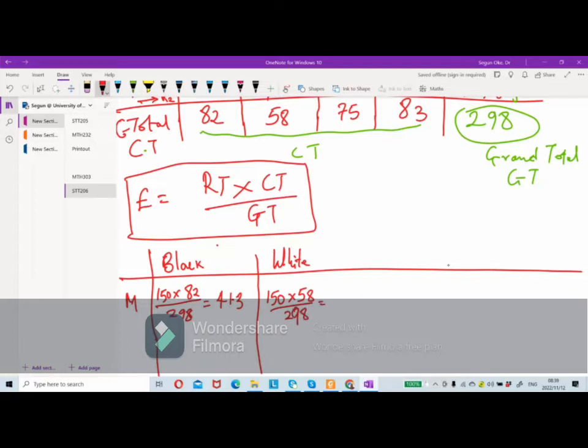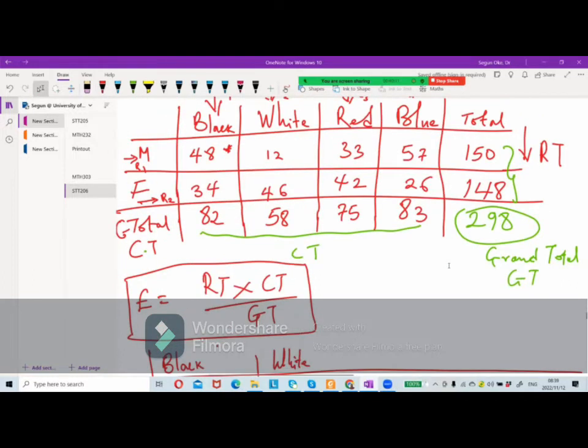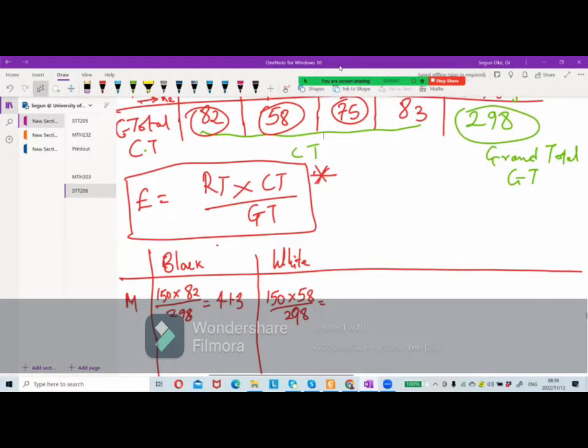What's the answer? Excuse me, sir, you said we are dealing with males, right? For black we have 48. But you have to remember the column total. Look at the formula: row total multiplied by column total. This is the column total for each of them, not their observation. We are not dealing with the observation. The observation is inside. Are you following now? Yes, sir. Any other question, please?